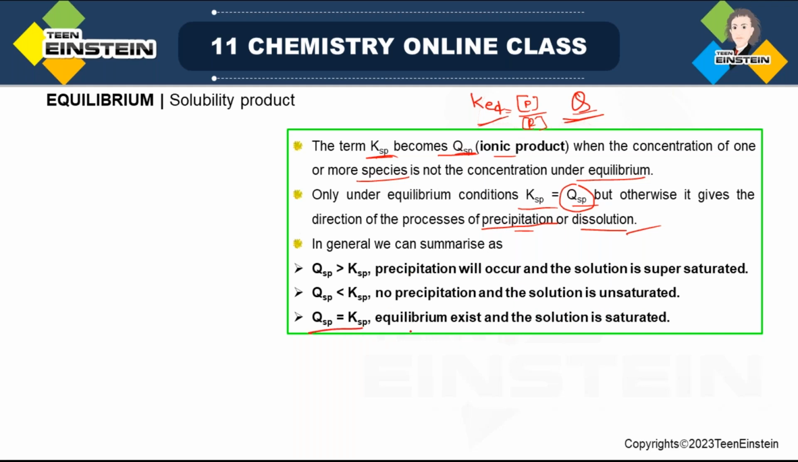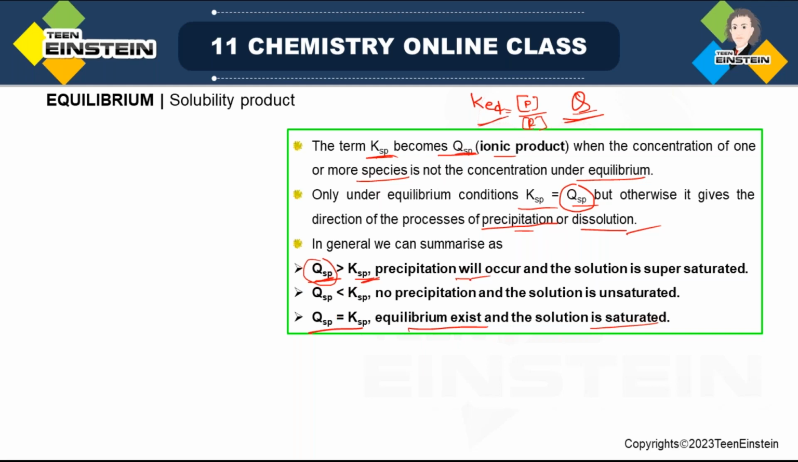If these two are equal, obviously equilibrium exists, the solution is already saturated. But suppose this ionic product value is greater than Ksp, because there is a database of Ksp for different salts. Suppose you already know the Ksp and you have taken some salt, you know the ionic product and the system has not yet reached equilibrium. Under that condition, if the Qsp value is greater than Ksp, then precipitation will start. Remember the expression we just saw in the previous slide. As the Ksp value is fixed, Qsp cannot be greater than this.